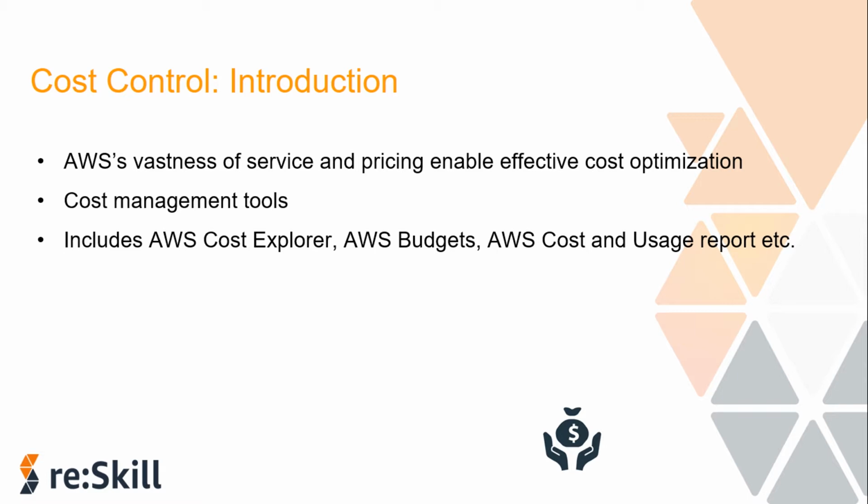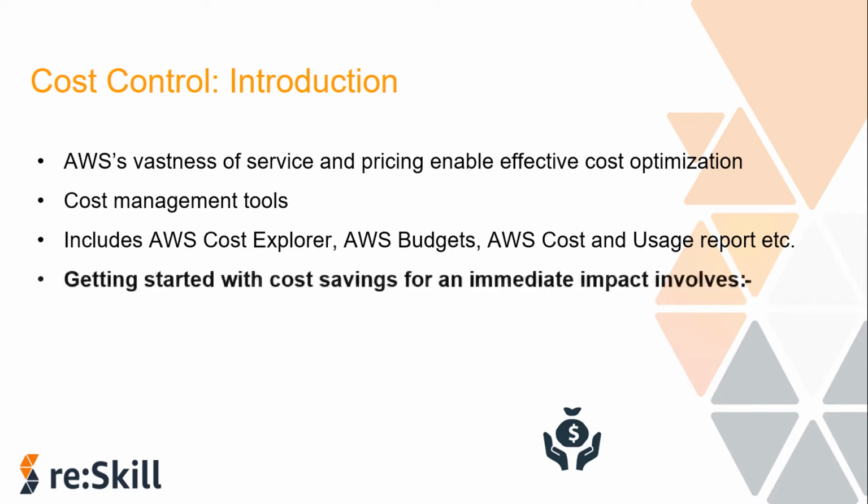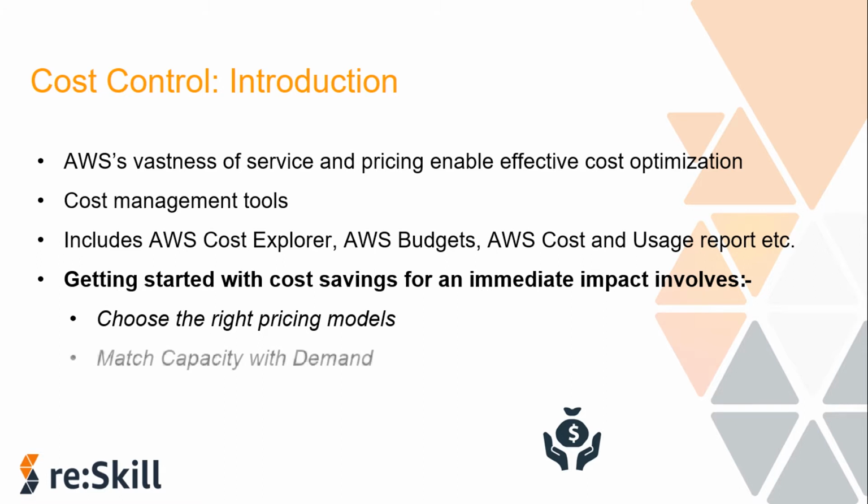Getting started with cost savings for an immediate impact basically involves the following things. First, choosing the right pricing models. It involves choosing the right type of EC2 instances and other purchase recommendations for RDS, Redshift, etc. to reduce the costs. It also involves Savings Plans to reduce compute costs. Another thing is to match the capacity with the demand. It involves using AWS Cost Explorer and other tools to use resources as per the requirement and to prevent under or over utilization.